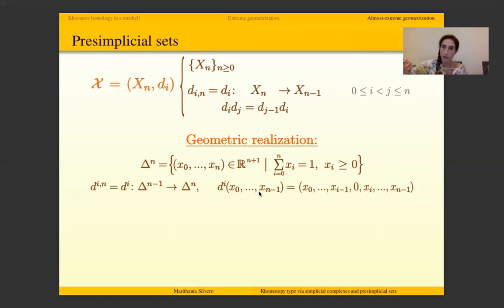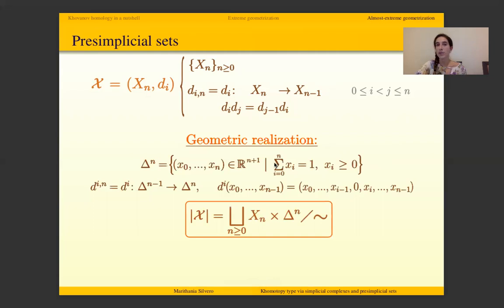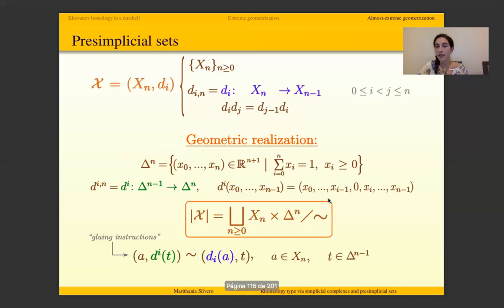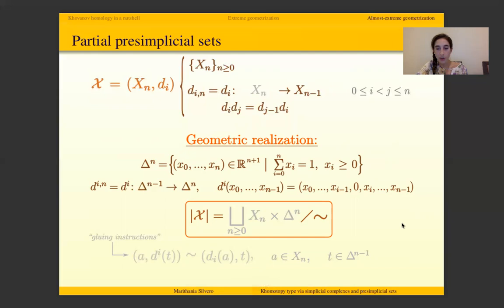Okay, so the geometric realization associated to a presimplicial set is given by this formula. We take a copy of Delta^n for each element of X_n, we take this union, and then we make some identifications. We have those gluing instructions that are given here. This is the relation that we are going to use to make some identifications, okay? We will see an example later. So this is a presimplicial set, but for us, we will need another notion, which is partial presimplicial sets.